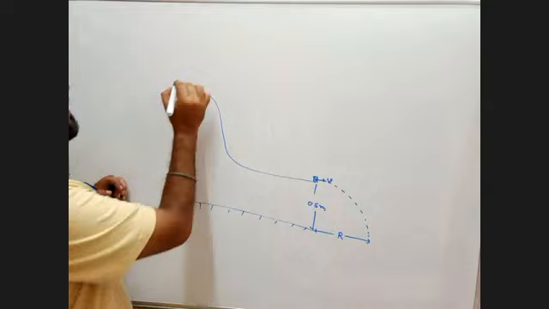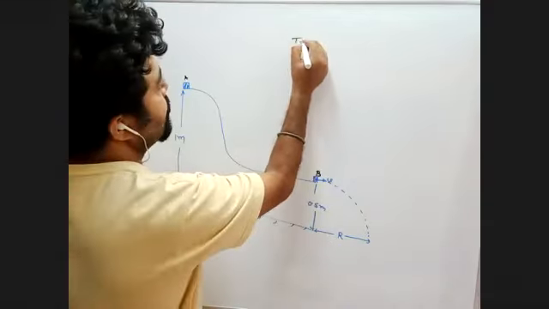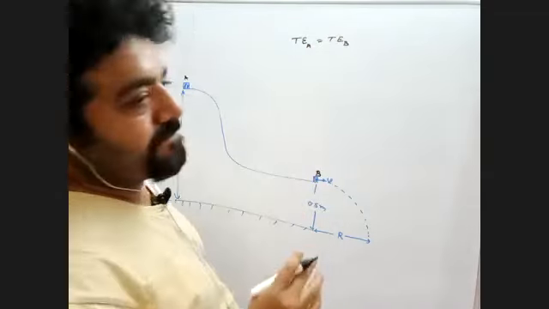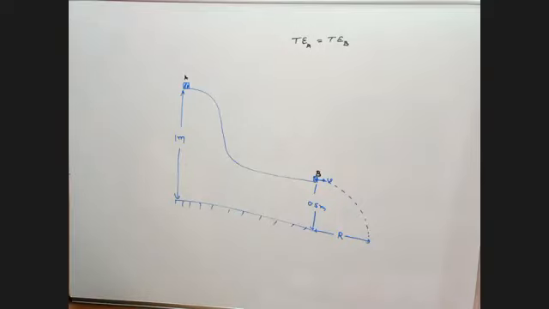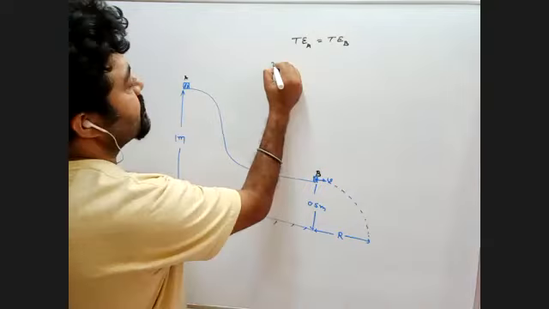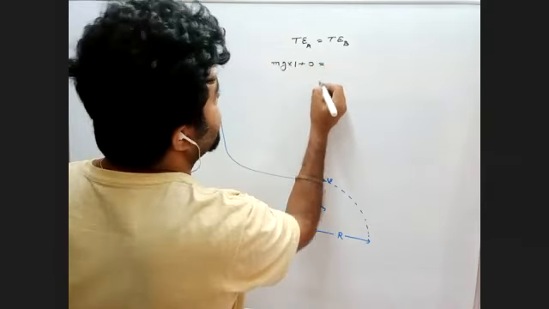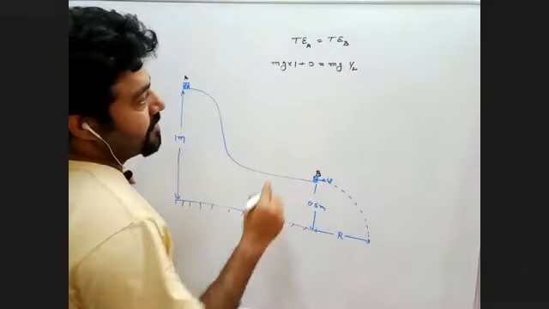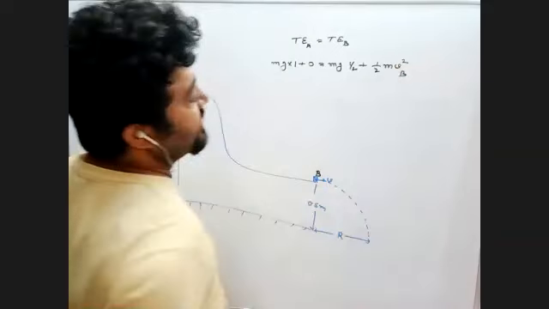Or you can say in that way also, this point is A, this point is B. Total energy at A is equals to total energy at B. At this point, as you release it, your kinetic energy is 0 and total energy is the potential energy. So mgh, h is 1, plus 0, that is equal to mg into 1 by 2, means half, plus half mv_B square, kinetic energy at the point B.